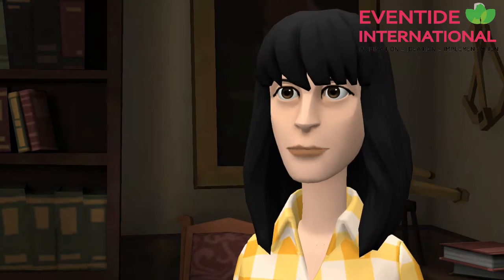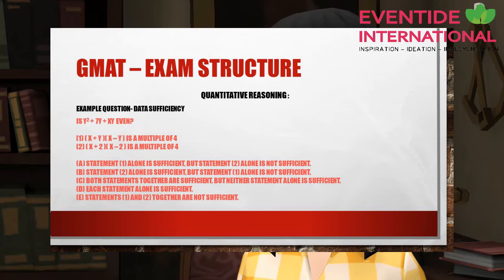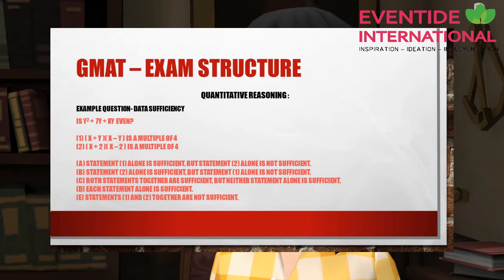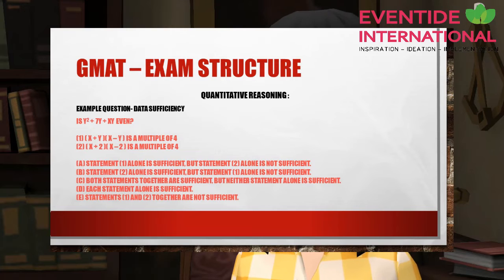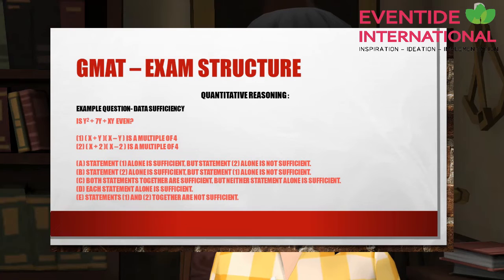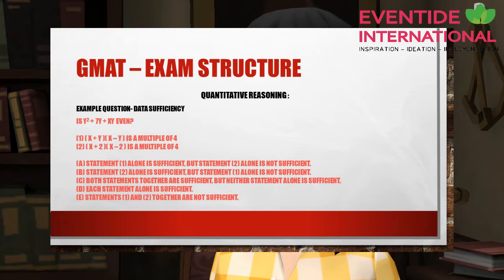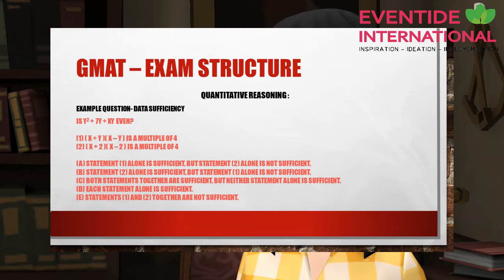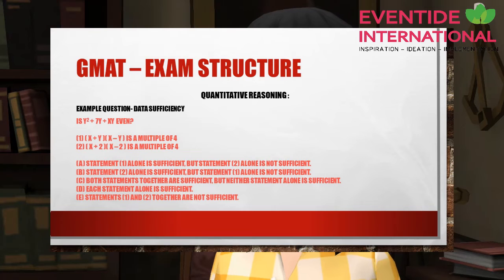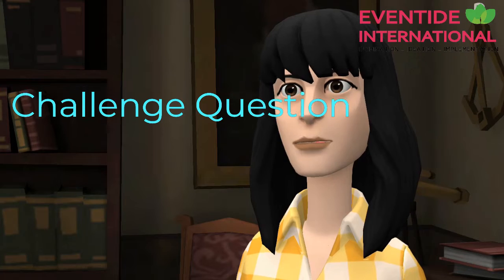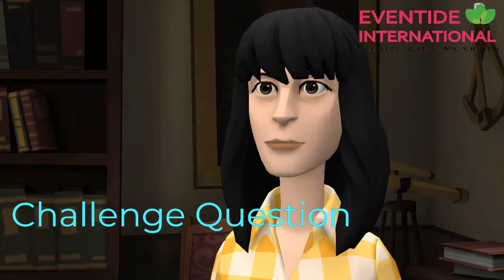Let's take an example. The question asks whether the given expression y squared plus 7y plus xy is even or not. You have been given two statements. The first one states that the product of x plus y and x minus y is a multiple of 4. The second statement states that the product of x plus 2 and x minus 2 is a multiple of 4. We will have to find whether the data given is sufficient to answer the question. Please feel free to pause the video and try to answer this by yourself. This is the challenge question we were talking about.